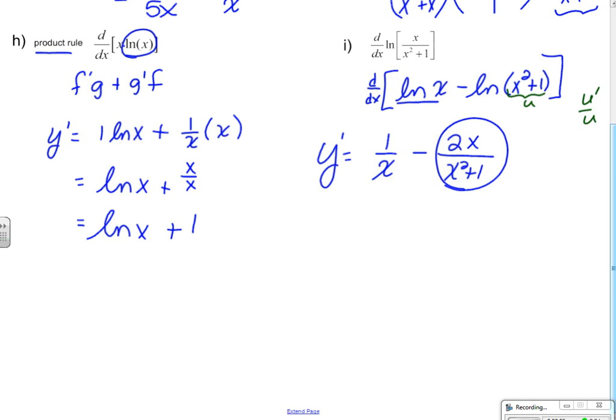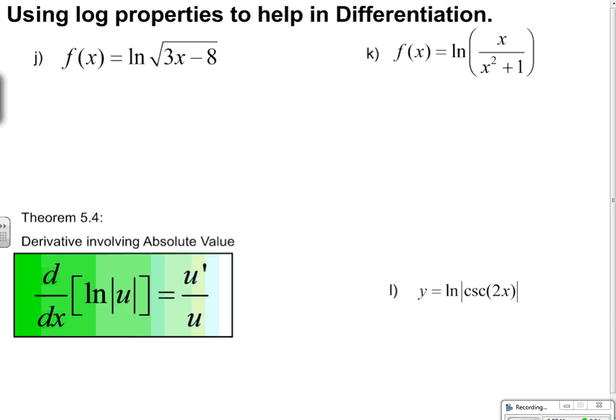If we wanted to write it as one fraction, we could do that. I would need to get like denominators. We'll skip that for now. Moving on. Here is the last set I think we have to do. So using log properties to help differentiate.